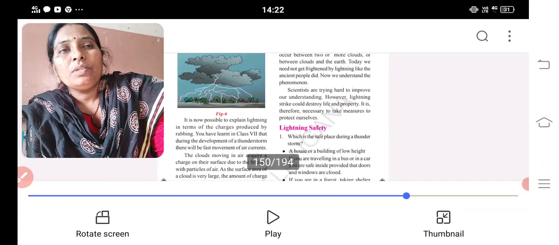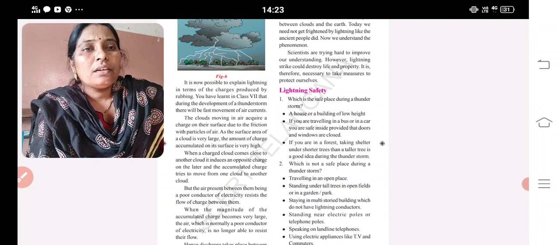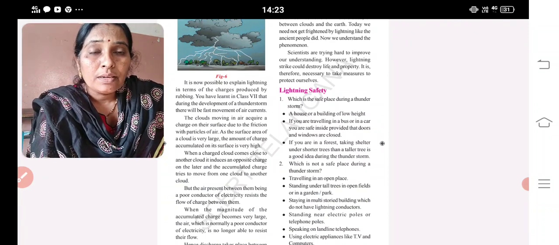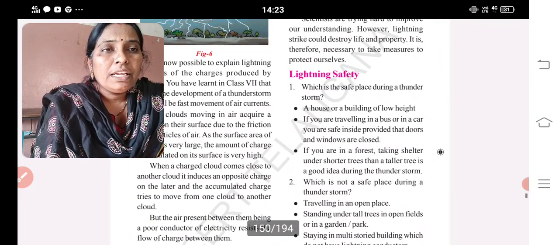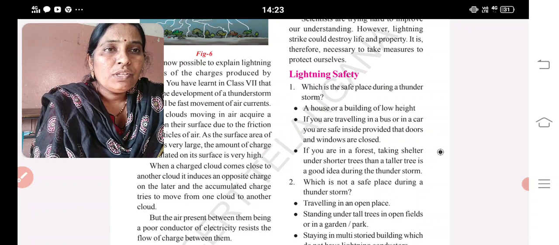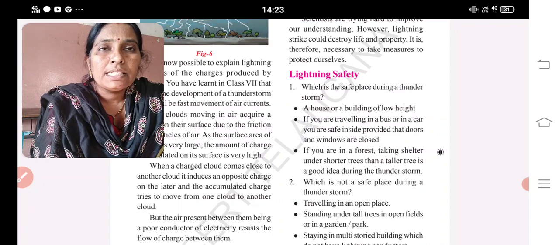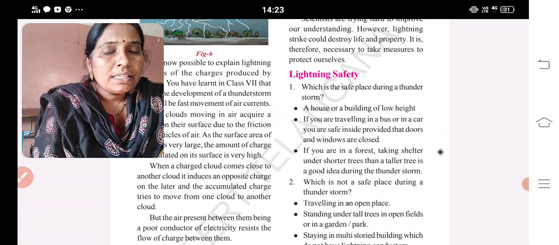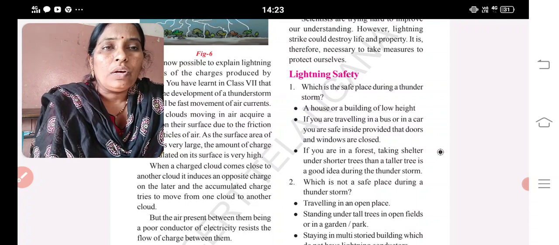Okay, now comes lightning safety. When lightning occurs, where we should stand and where we should not stand. First, a house or a building of low height is a safe place during a thunderstorm. If you are traveling in a car, close all the windows and sit in the car. When you are in a forest, take shelter under shorter trees rather than the taller ones.